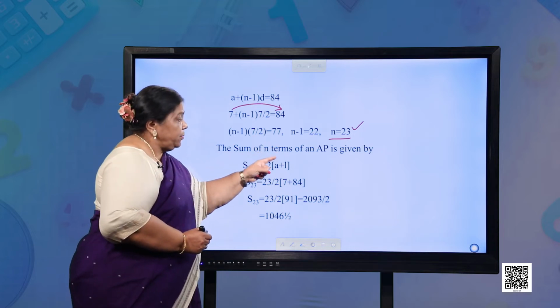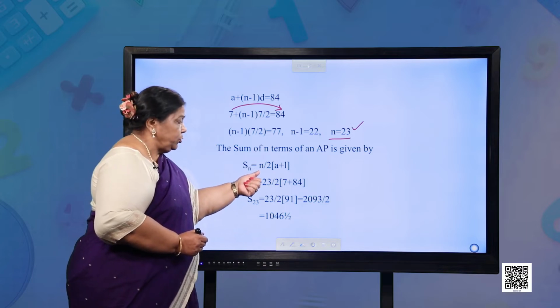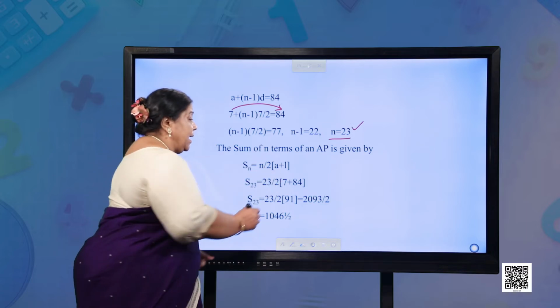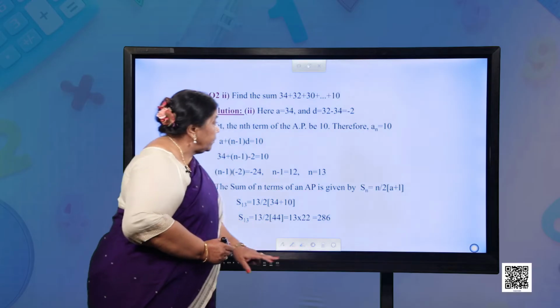The sum of n terms of an AP is given by the formula Sn is equal to n upon 2 into A plus L. I can use this formula here. So 23 upon 2 into 7 plus 84. On simplification it gives 23 upon 2 into 91, that is equal to 2093 upon 2, that is again equal to 1046 1 upon 2. Is it clear? Let us do the next one.